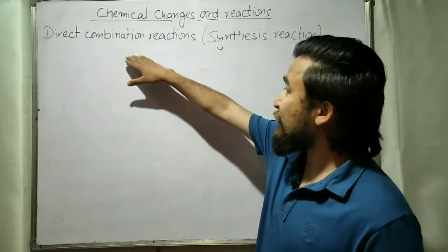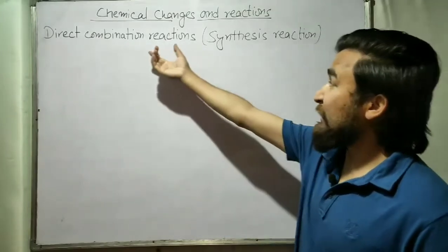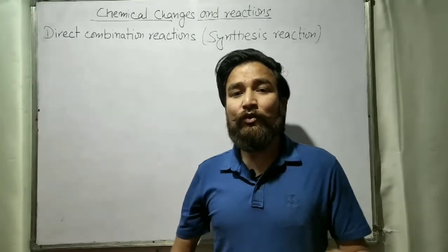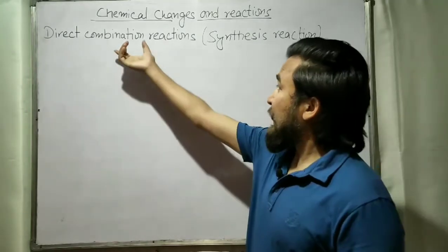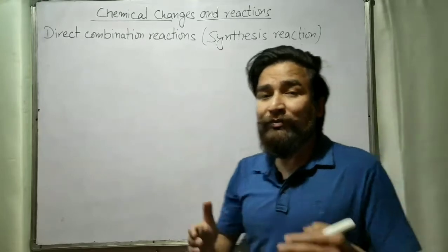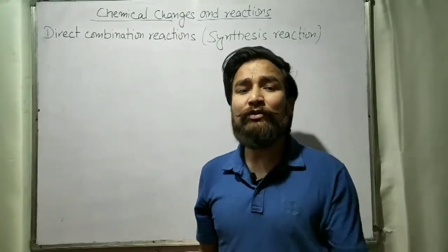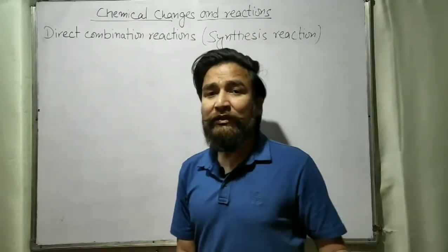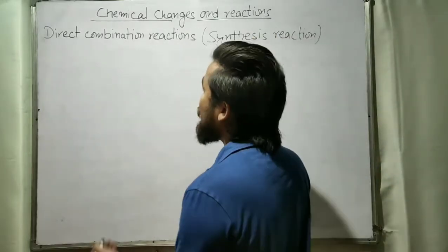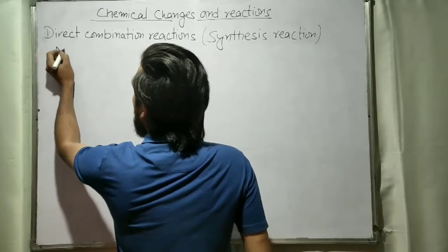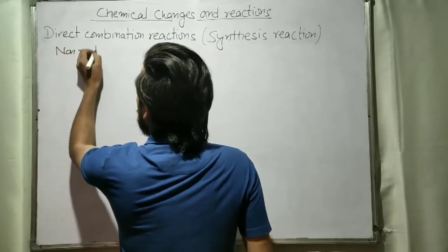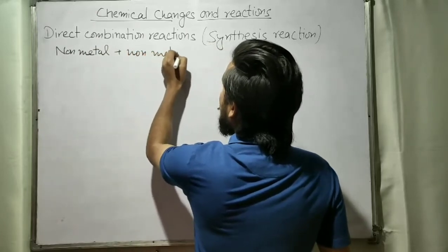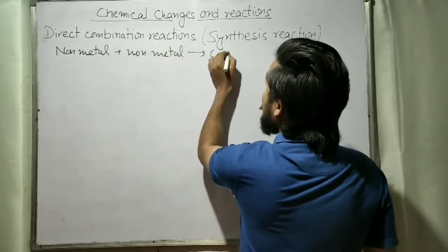So let's see the examples of direct combination reactions. Direct combination reactions are also called synthesis reactions. As you know, synthesis means to form something through direct combination, because when two substances combine together they form a new substance. Therefore it is also called a synthesis reaction. Now this synthesis reaction may take place between two non-metals. So non-metal plus non-metal will give a new compound.